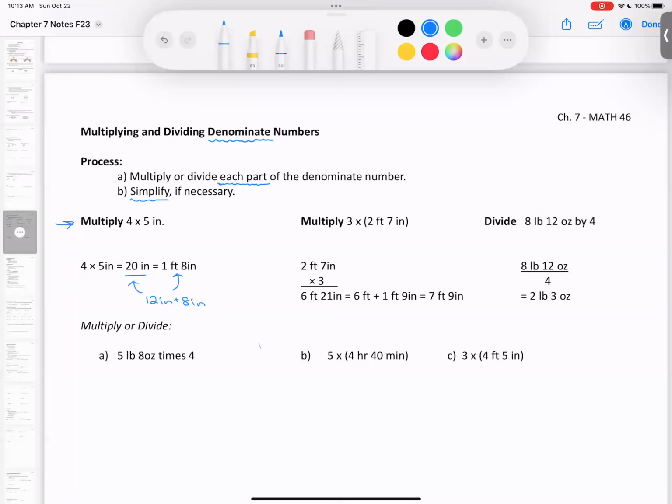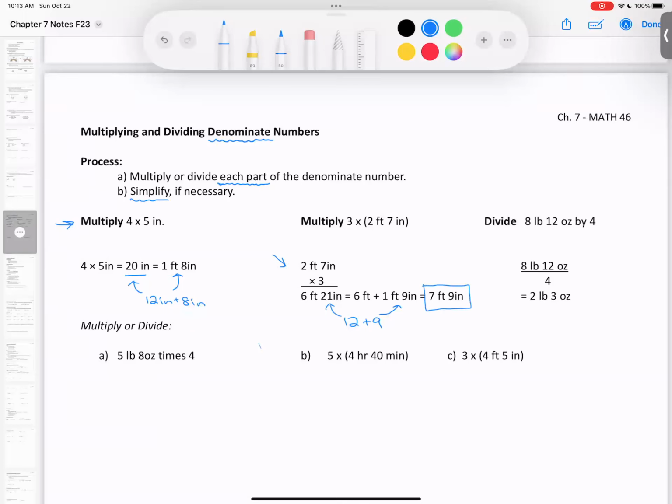You can also do these vertically, the same way you would do with whole number multiplication. So that's what they've done in this next example here. So we have 2 feet, 7 inches, and we're multiplying by 3. So we're going to go 3 times that 7 inches to get 21 inches, and then 3 times the 2 feet to get 6 feet. So we end up with 6 feet, 21 inches, and then we can simplify because with 21 inches, we've got one group of 12, and then we have 9 left over. So that's going to be 1 foot, 9 inches. So our full answer then simplifies to 7 feet, 9 inches.